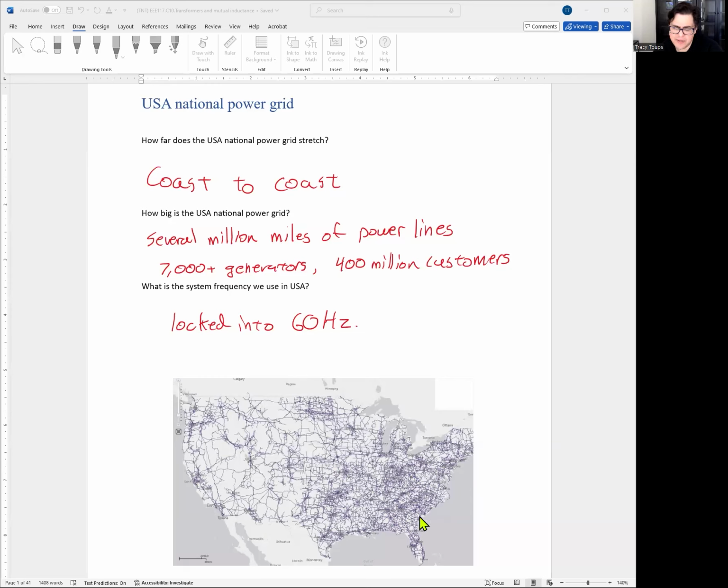Now, the whole power grid is locked into 60 hertz. That's just the grid itself. We all agreed in America that we're going to be running 60 hertz forever, pretty much. That's why you always hear me talk about 60 hertz nonstop. That's what the power grid is.